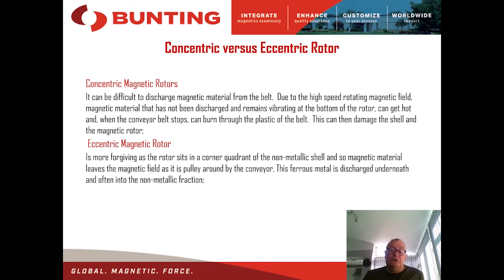So there are two basic designs of eddy current separator. They're concentric magnetic rotors and eccentric magnetic rotors. And they are both good for certain applications. One is not better than the other. It's merely that some suit a type of application better than another, and it gives the client some sort of choice in choosing something for an application, basically.